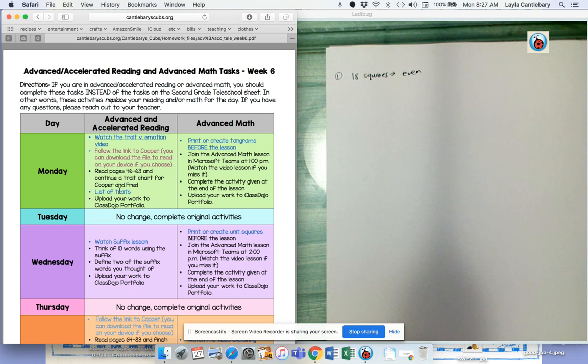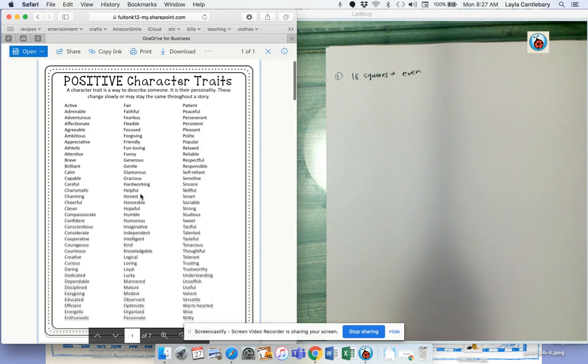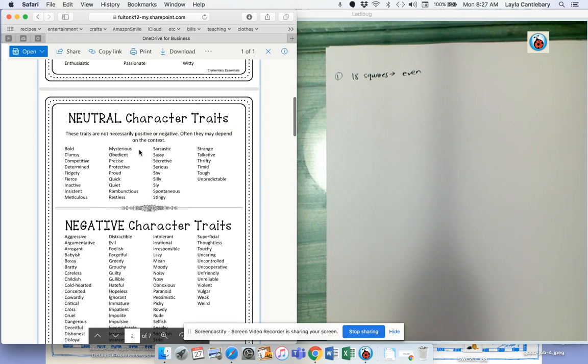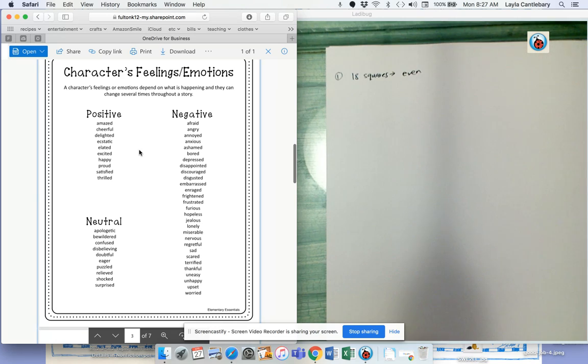And by the way, if you're on level reading and you really need a list of traits, right here, if I click here, it's going to take me to a list of traits. These are positive ones. Look how many words there are. Negative, neutral ones, which means it's not positive or negative. Negative traits, and then there's emotions.